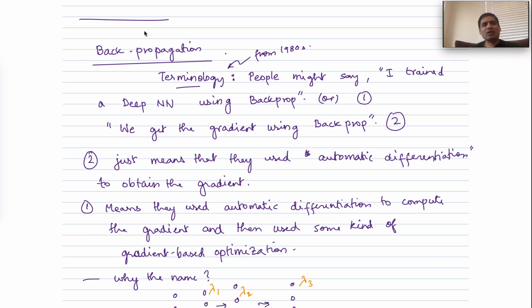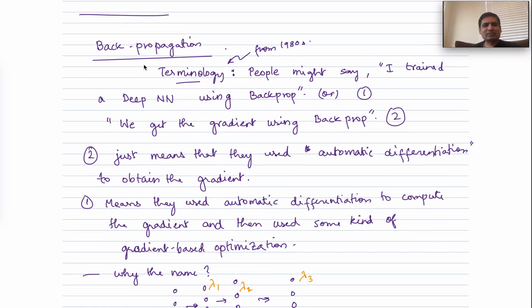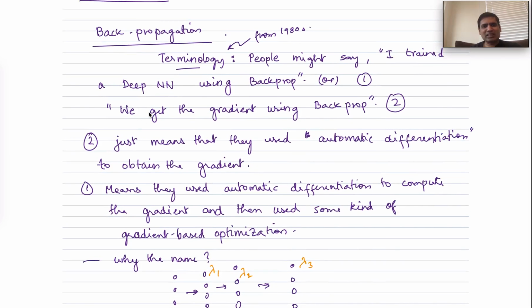This term itself, backpropagation, is from the 1980s, from an important paper which made some innovations in neural networks. We'll talk about that in a second. Okay, so what does this word mean? When people say we get the gradient using backprop, it just means that they use automatic differentiation to obtain the gradient of your function, of your loss function. Okay, that's all that means. Using backprop to get the gradient just means automatic differentiation, which just means chain rule. Okay, that's what this sentence means.